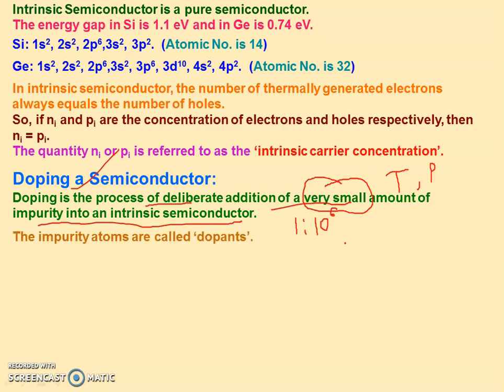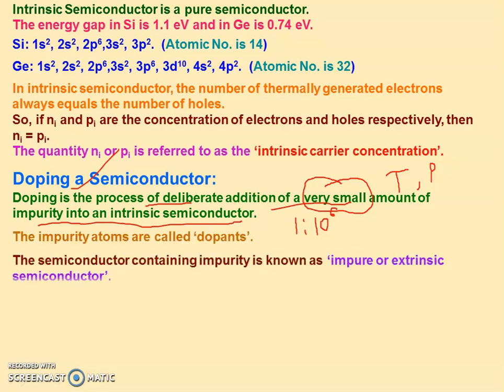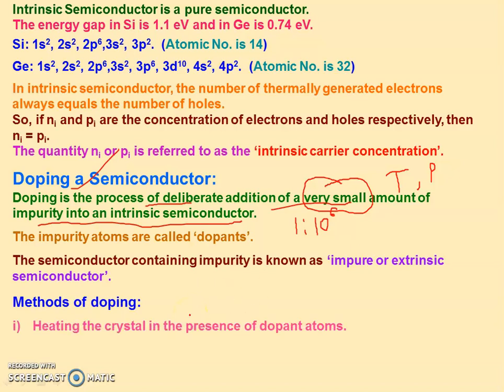Now there are a few processes in which doping can be performed. Now, method of doping. The first method is heating the crystal in the presence of dopant atoms. We have to put the germanium or silicon with the dopant.